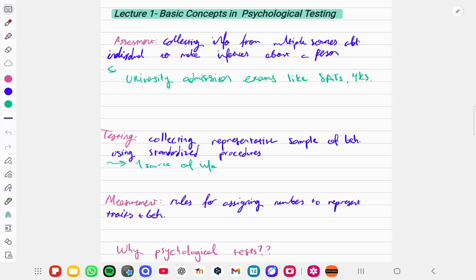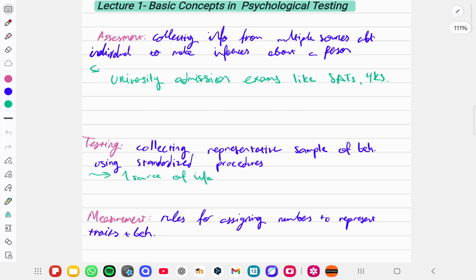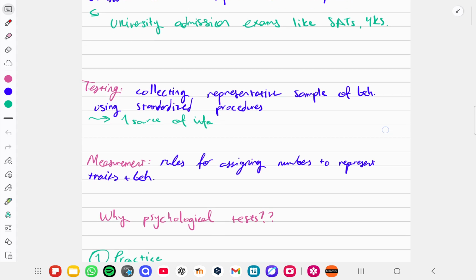So firstly, we have assessment. An assessment is basically just collecting information from multiple sources about an individual to make inferences about the person. We can give the example of university entrance exams for this, like we're assessing the individual based on multiple things, like their knowledge on multiple things, etc.